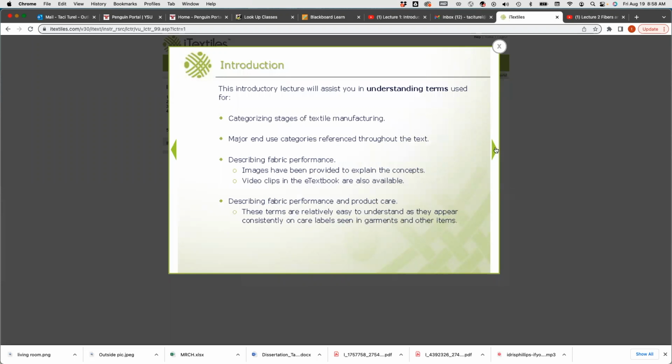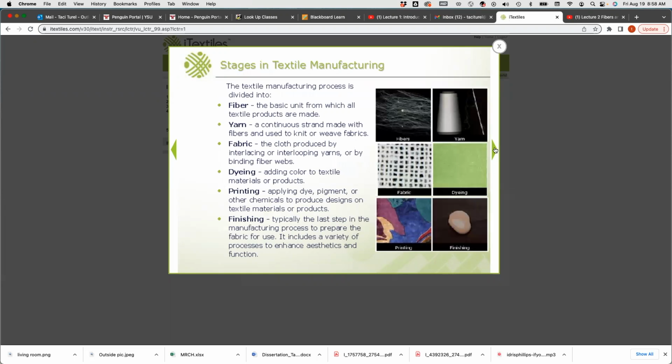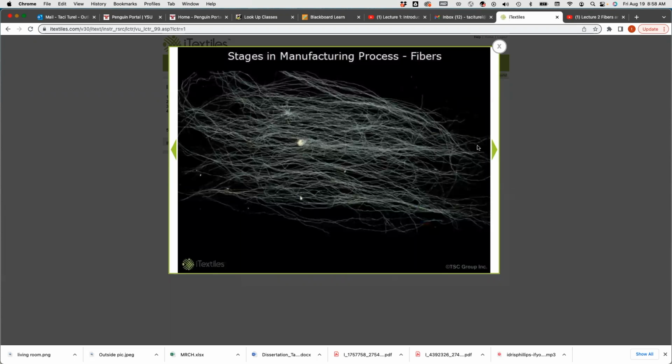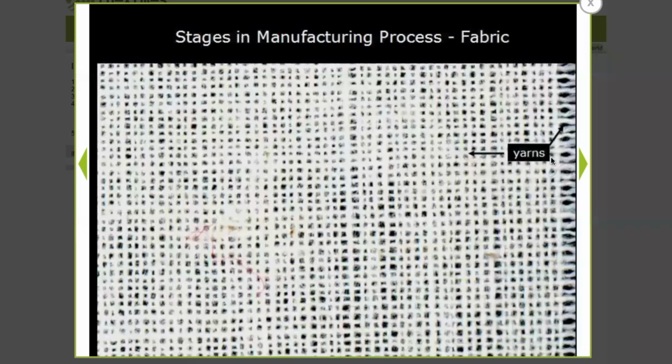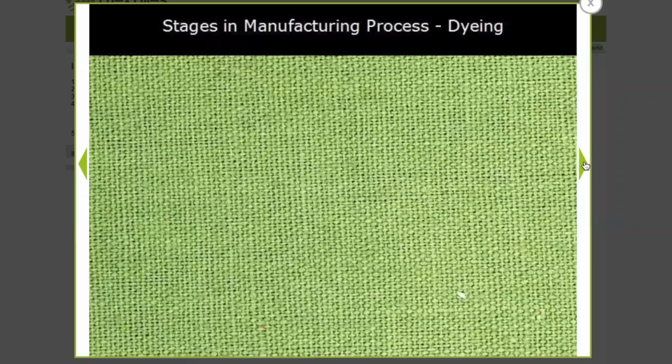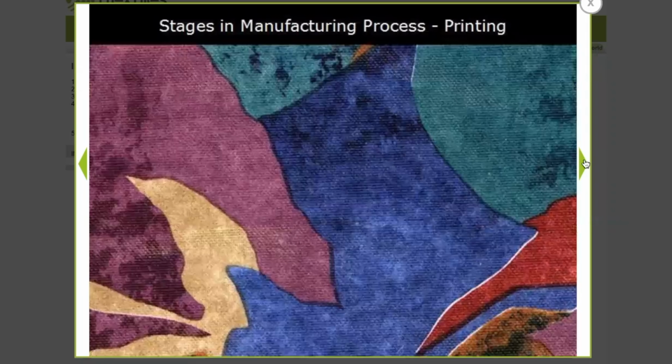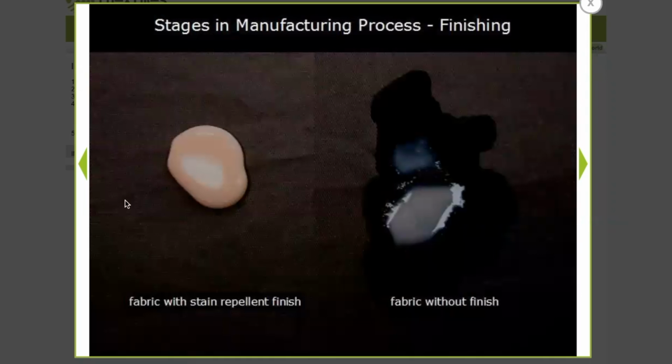I kind of summarized this a little bit for you. But if you go through these lecture slides, there are nice pictures that you can see. These are, for example, fibers. And then when you twist them and pull them a little bit with tension, you turn them into yarns. They wind on a bobbin, and then we use those yarns to make fabrics by weaving, knitting, braiding. There are many methods we'll talk about. Then we color them by dyeing or printing, and we finish them. And these are good pictures that you can find in your iTextiles.